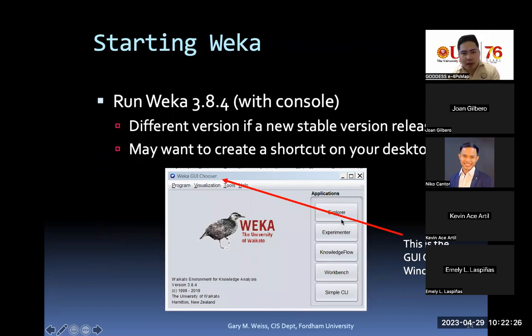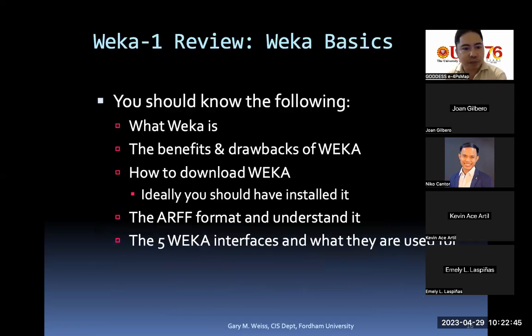Okay, so the Explorer one is basically our playground when we do our analysis. But if in case you go with the highly advanced and automation processes, you might want to go to Experimenter and Knowledge Flow. But that one is reserved for advanced machine learning. We have the basic one, which is Explorer.